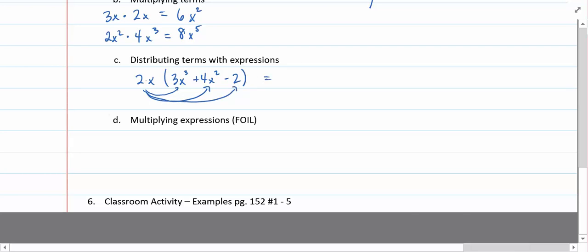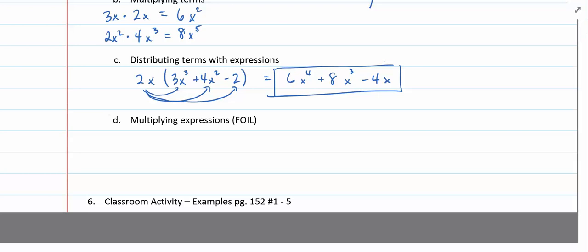And that'll leave me with 2 times 3, 6, x times x cubed, which is x to the 4th, 2 times 4, which is 8, x times x squared, which is x cubed, 2 times negative 2 is negative 4, and x times the hidden x to the 0 power is simply x by itself. The result of this product by distribution, 6x to the 4th plus 8x cubed minus 4x.